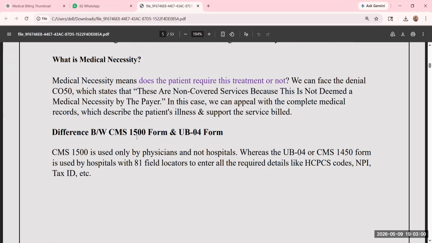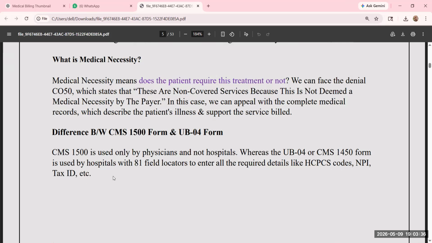Difference between the CMS 1500 form and the UB04 form. The CMS 1500 form is used only for physician and professional coding or billing, and it is not for the hospital. Whereas the UB04 or CMS 1450 form is used by the hospital's billing or inpatient billing, with 81 fields to enter all the required details like HCPCS codes, NPI or tax ID, etc. So this is the difference between the CMS 1500 and the UB04.